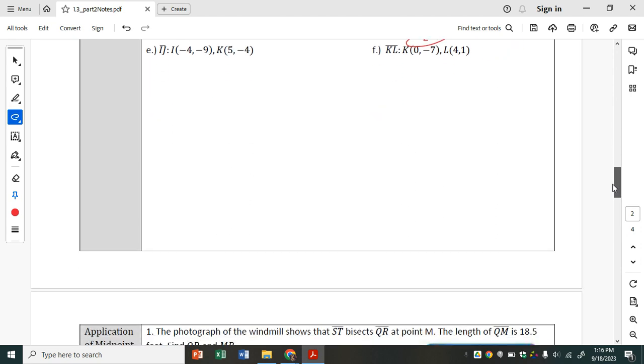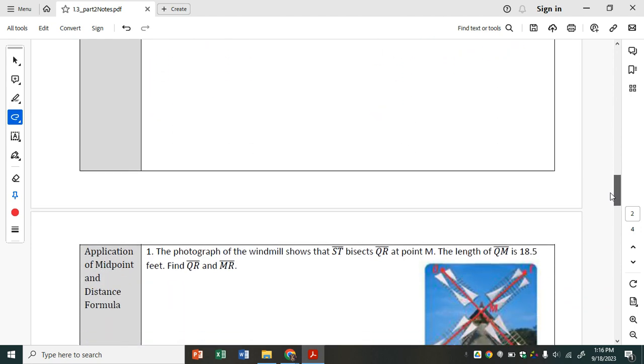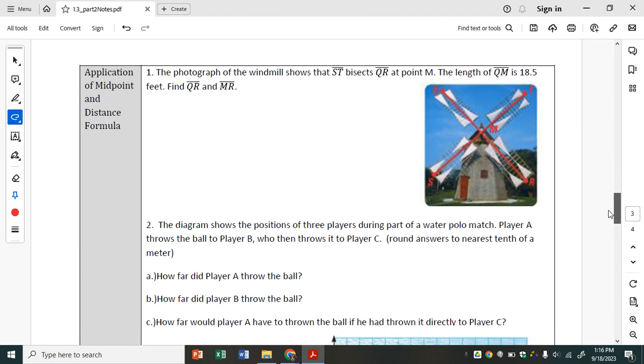Again, you don't necessarily have to worry about E and F unless you want some more practice. Number 1 also kind of just goes back to our last section of notes when we talked about the midpoint on a straight line. So I know you can't really see these letters on your handout, but this is Q, S, R, T, and then your midpoint is the middle here. So if I know the length of QM is 18.5 and we wanted to find QR and MR, right?